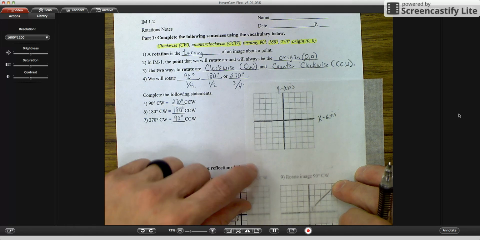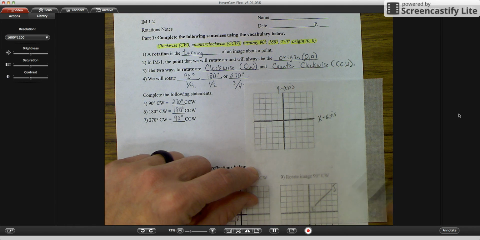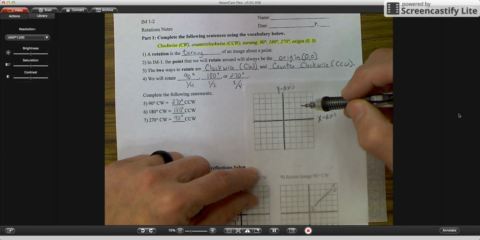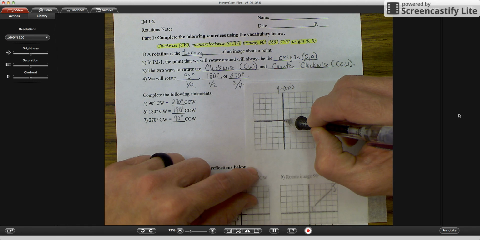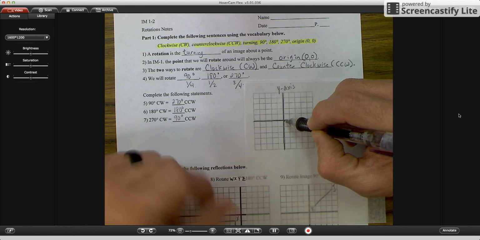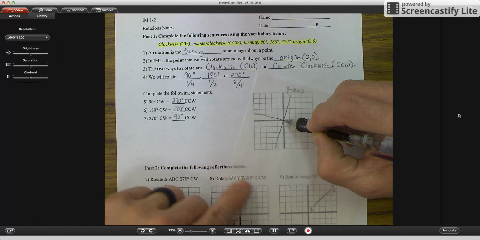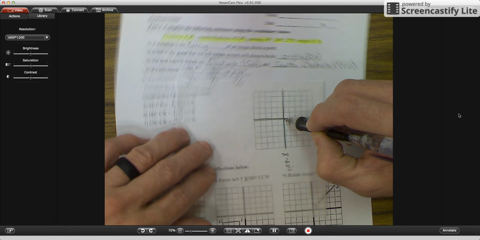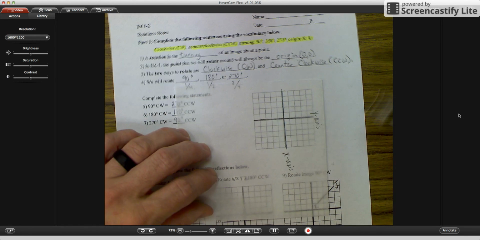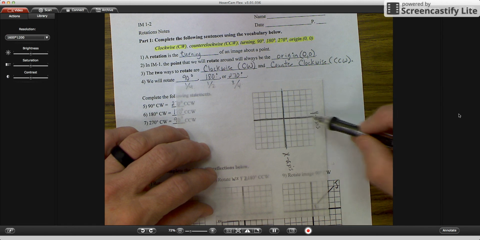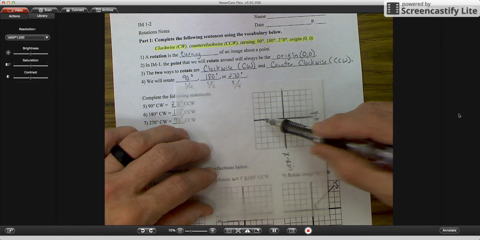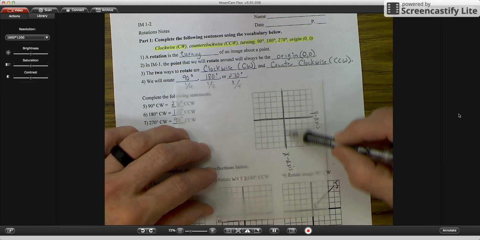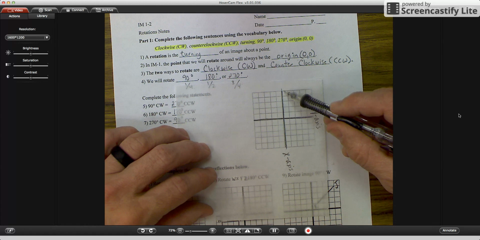Okay, now that you're back, what I want to do is show you on a coordinate plane how we're going to rotate and move these around. So you're going to take your pencil and put your pencil right on the origin because that's the point we're rotating around. And I want you to take it a quarter of a turn, or 90 degrees clockwise. And notice what happens. Our y-axis, which was a vertical line, is now a horizontal line. Our x-axis, which was a horizontal line, is now a vertical line.